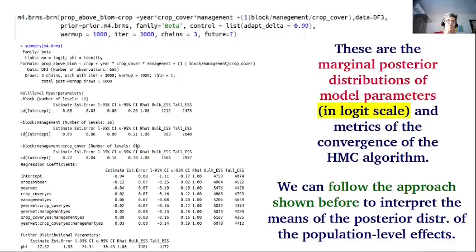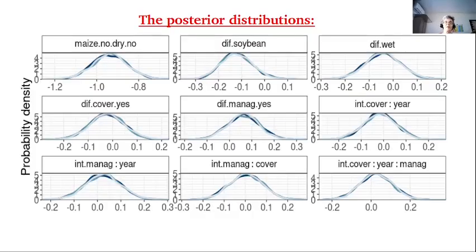Of course, all these parameters are estimated in the logit link scale, as it is always the case for this type of models, and more generally speaking in the link scale for any GLM type of model. So we can have a look at the posterior distributions of the main parameters, of the population level parameters, and we do see indeed that the three chains have converged to a common posterior distribution.